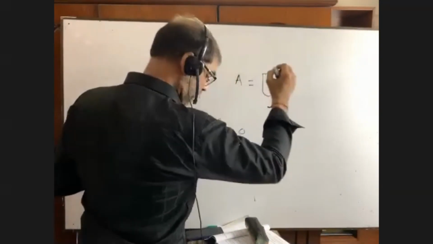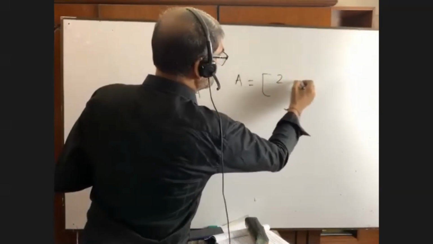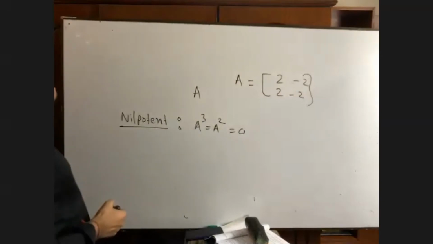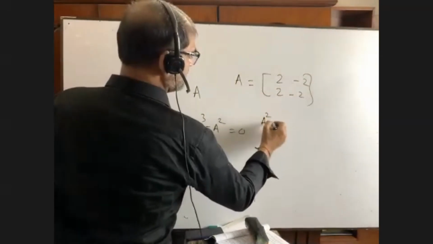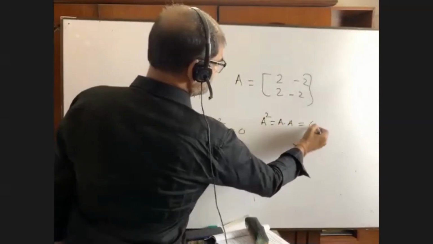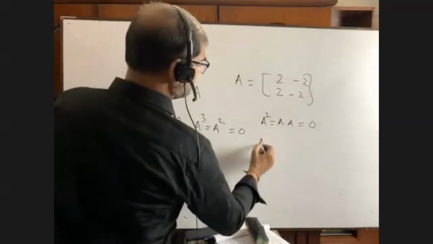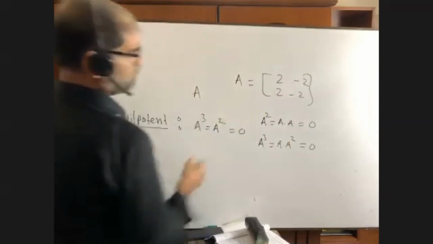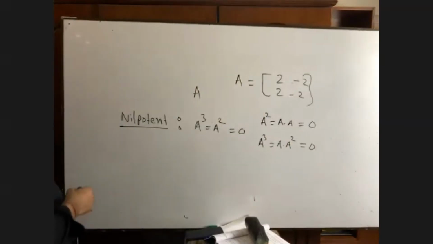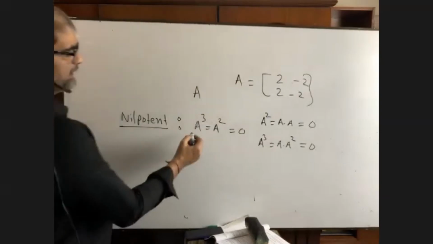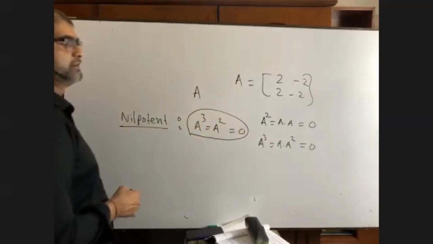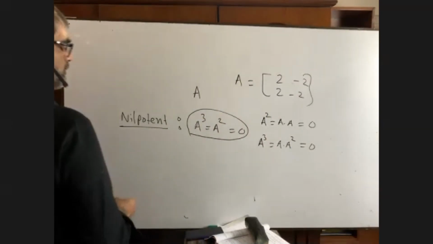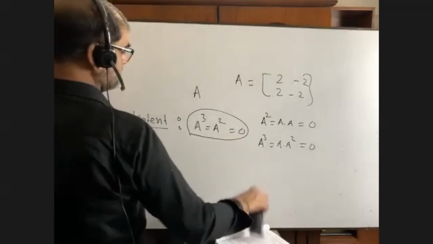A equals to 2 minus 2, 2 minus 2, again 2 minus 2. A is a matrix. Interesting fact is that if I find A square, that is A into A, we will get 0. If we find A cube, that is A into A square, we will get 0. So nilpotent. A matrix A is said to be nilpotent if this condition is satisfied.